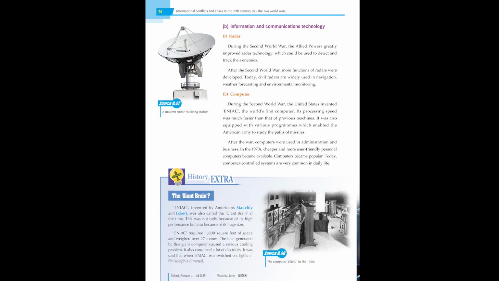The heat generated by this giant computer caused a serious cooling problem. It also consumed a lot of electricity. It was said that when ENIAC was switched on, lights in Philadelphia dimmed. Look at the source 9.48, the computer ENIAC in the 1950s.